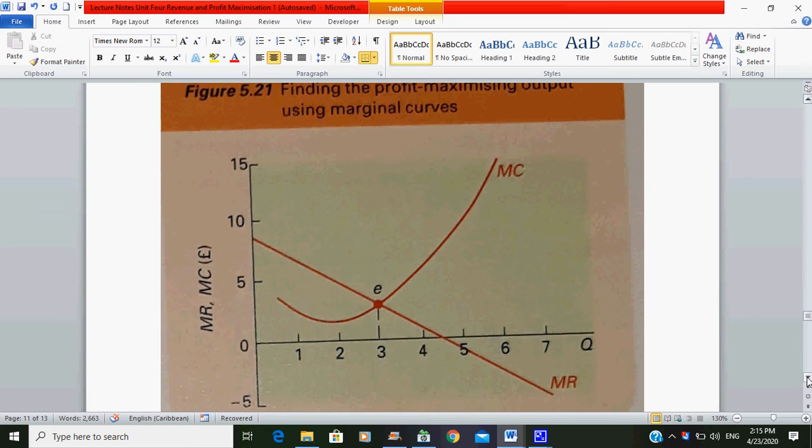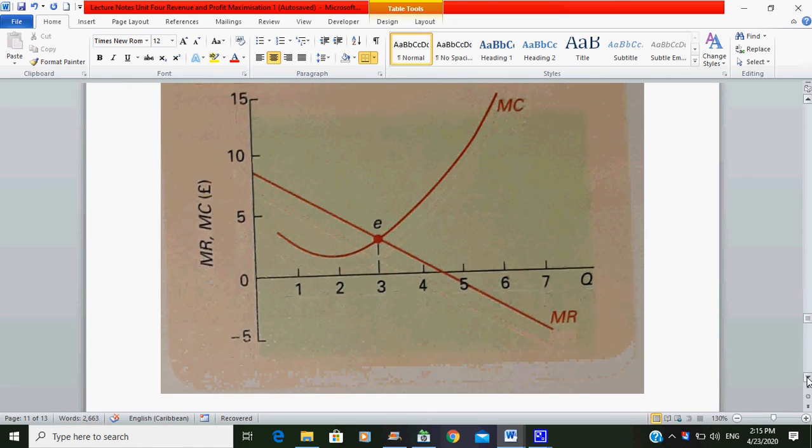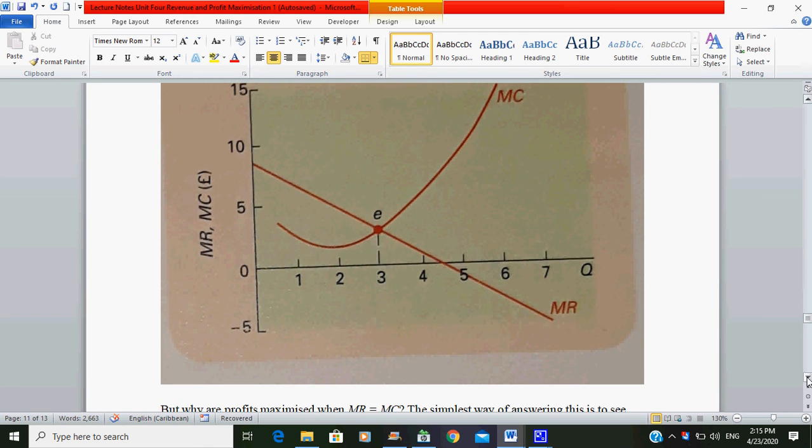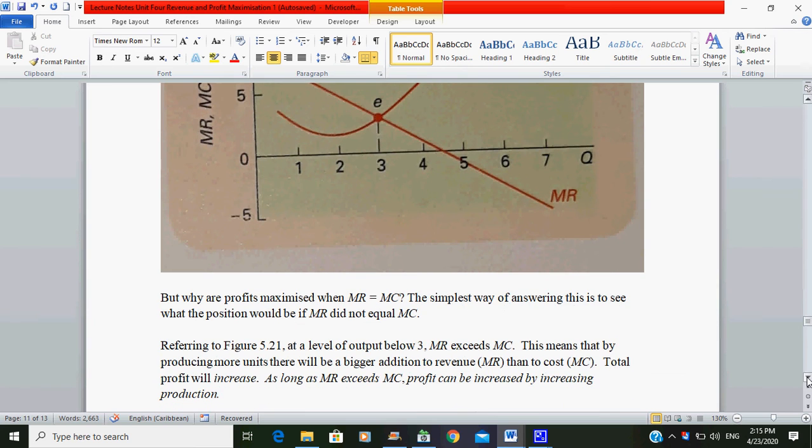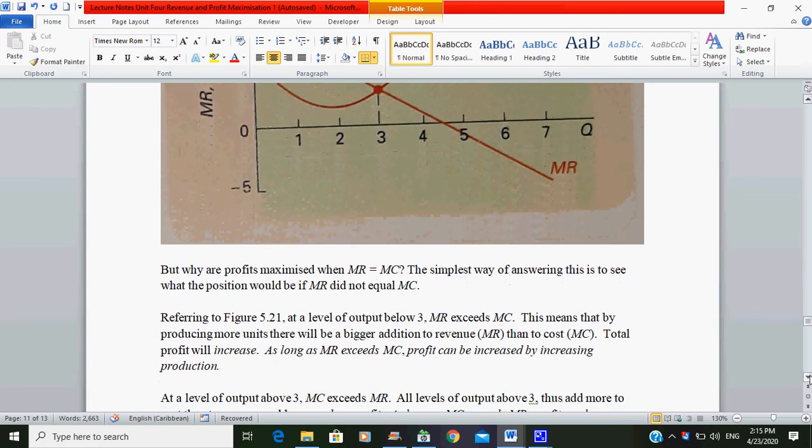Pause the video, read this off for me, please. Thank you very much. How they got these was they plotted these based on what? What is in the table. Alright? But why are profits maximized when MR equals MC? The simplest way of answering this is to see what the position would be if MR did not equal MC. Alright?